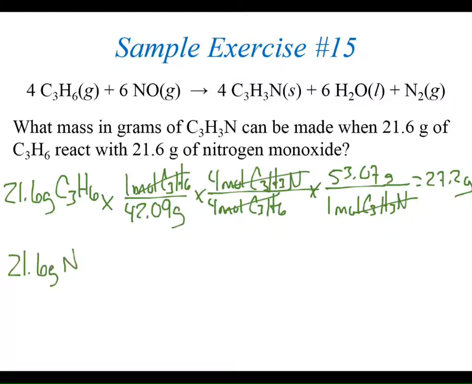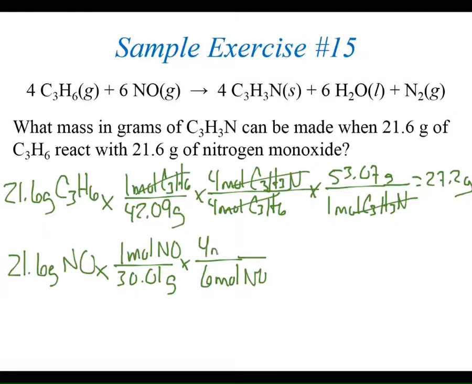Okay, so let's do the other one. 21.6 grams of NO. 30.01, I think. 14 and 16 is 30, yeah. And then that is a 6 to 4 ratio, right? So 6 moles of NO, 4 moles C3H3N. Same molar mass. I was going to put ditto here. And that was 25.5. So yes, then you pick the smaller one, right?